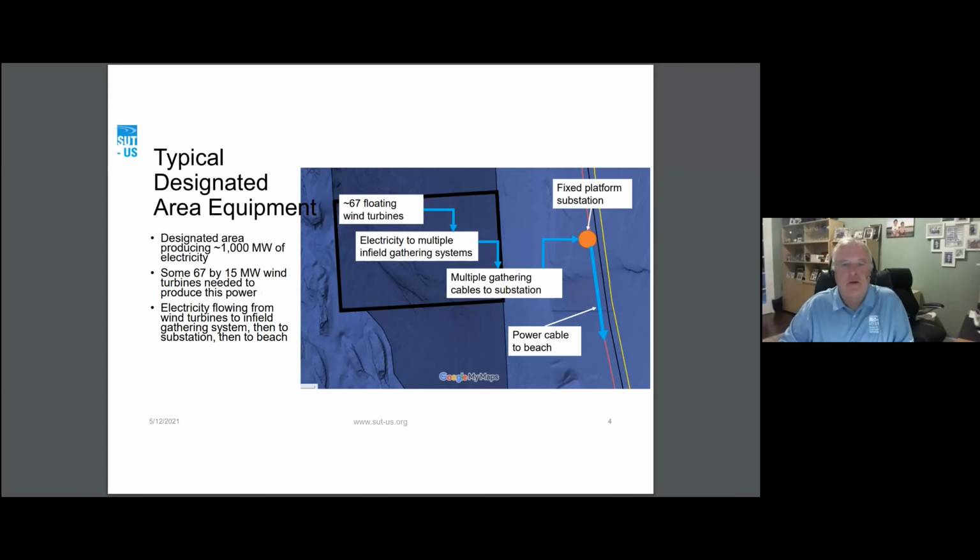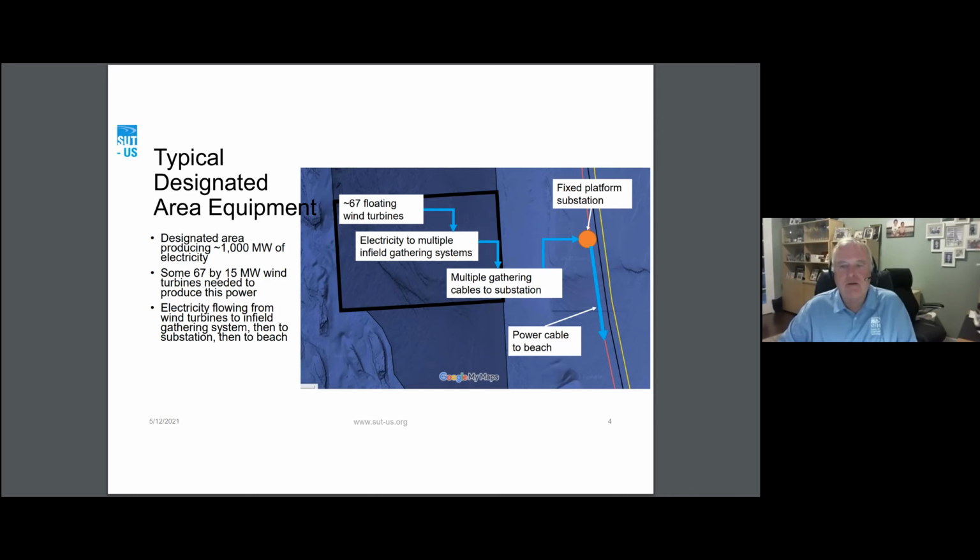as we go left to right, in order to get about a gigawatt, we're going to need something like 15 megawatt wind turbines to produce this power. So it's not a small number, but there's a lot there. And obviously, if we go down from 15 to 12 to 10, we're going to need more out there.